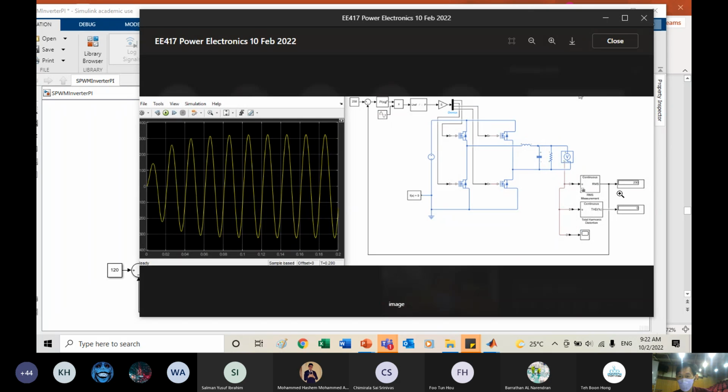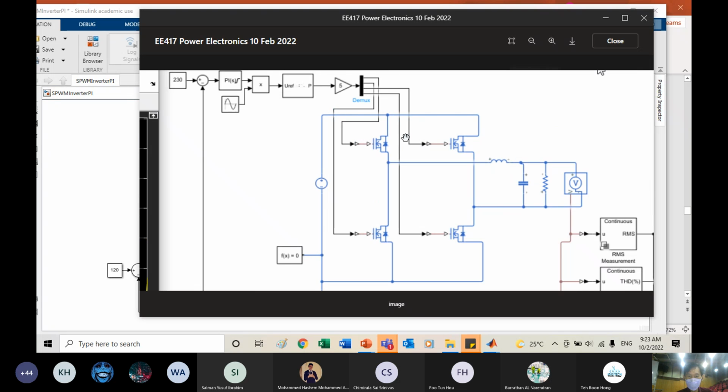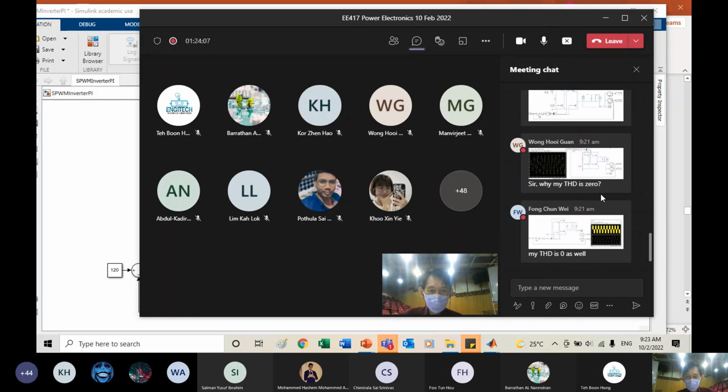Your THD 0 means good. But it's very strange, it should be 0 point something. Don't know what's wrong. Well, okay, getting low THD is what everybody is looking for. And the most important thing now is the feedback control.